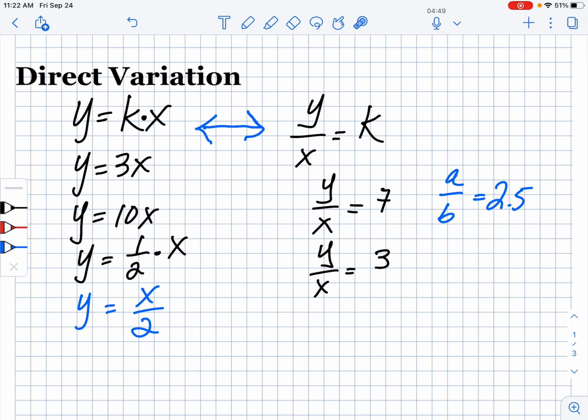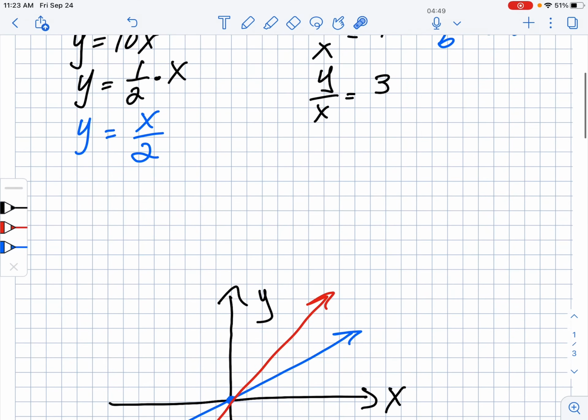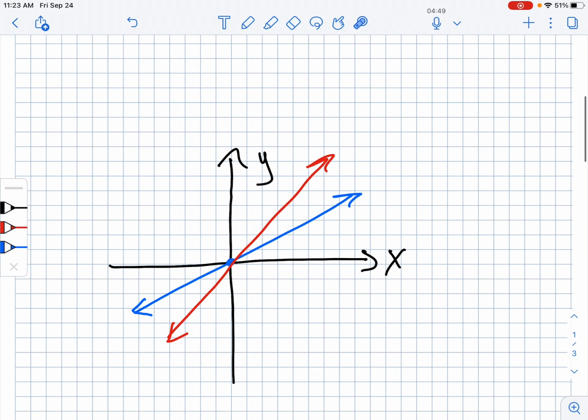So again, some examples of that. Y over x equals 7. Y over x equals 3. We can also change the letters, right? You might see instead of x and y, you might see other variables. So we could use a and b. So again, same form.